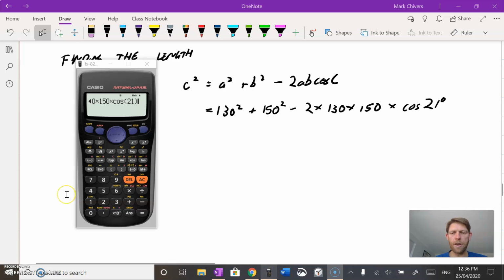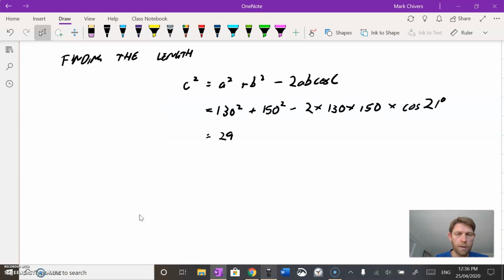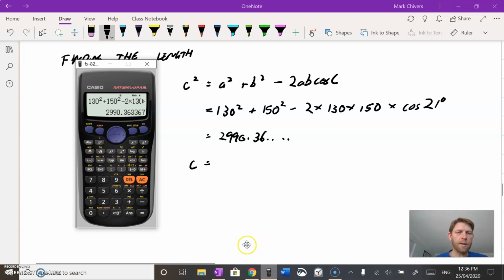Just 1 second. Okay, so I used that pause to get everything into the calculator. So I've got my whole formula there in the calculator. 130 squared plus 150 squared minus 2 times 130 times 150 cos 21. We press equals. We get a big fat number, 2990.36... So C is going to equal the square root of that number. So we pull up our calculator, press the square root of the answer, and we get 54.7.